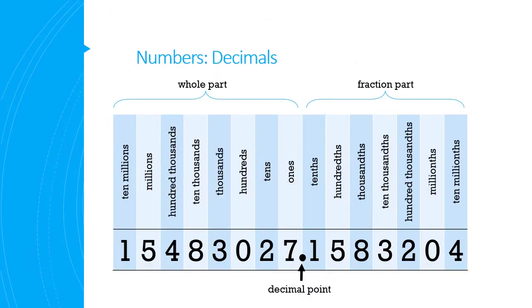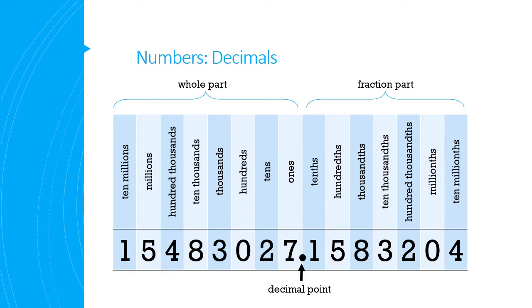Now on to the topics that you'll need to be familiar with on the TEAS test. So first, decimals. You'll have to be very familiar and comfortable with place value and reading decimal numbers. The decimal point is always just to the right of the ones or units place and separates the whole part of the number from the fractional part.